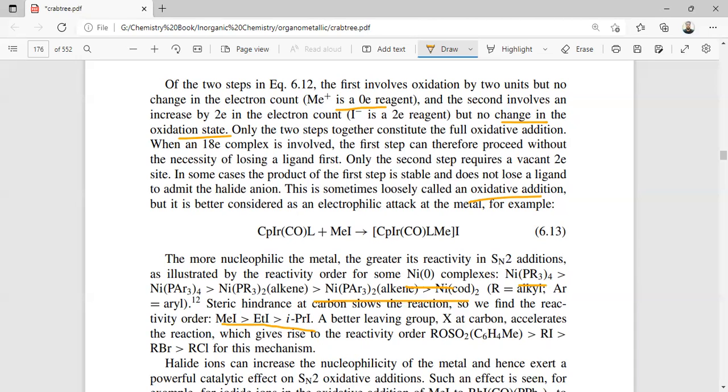So for the methyl iodide case, the reaction is usually faster. And a beta leaving group X at carbon accelerates the reaction. So this gives the reactivity order of this mechanism. Also, the oxidative addition rate will depend on the reactivity of the leaving group.